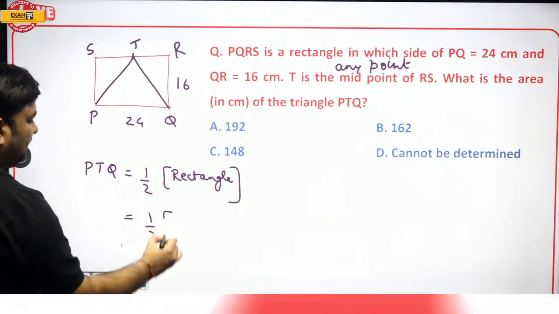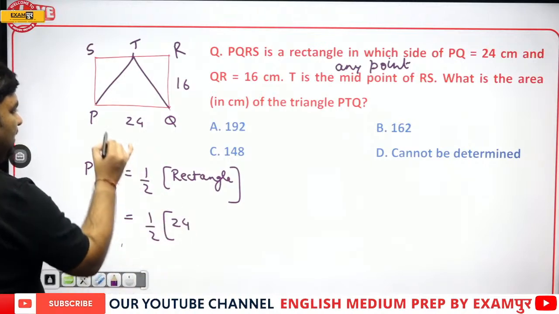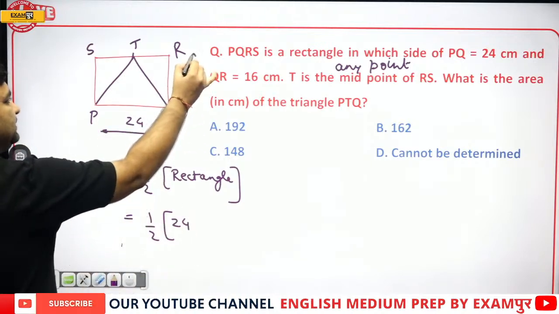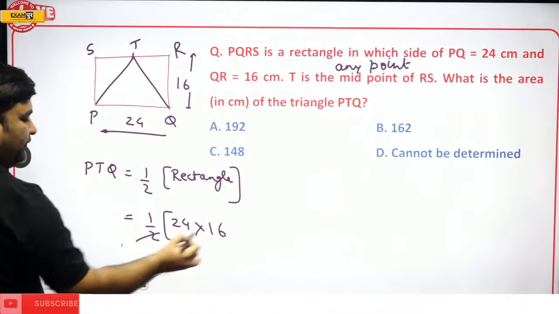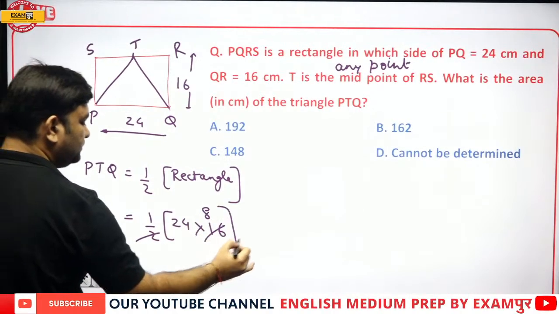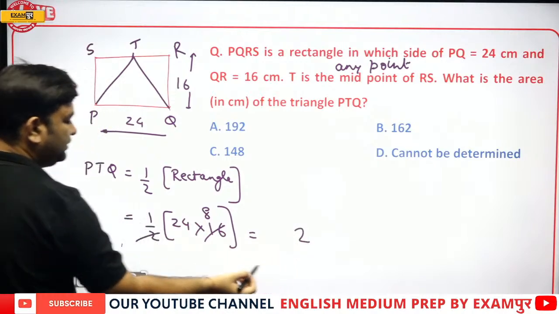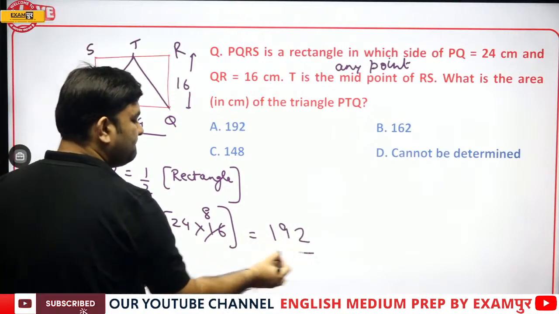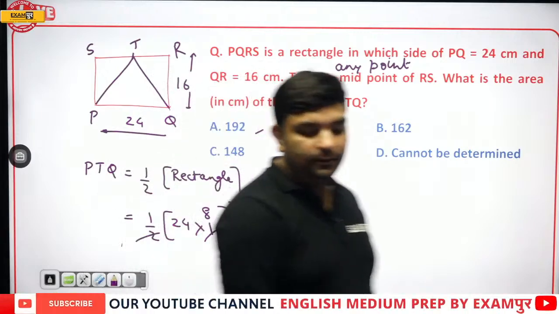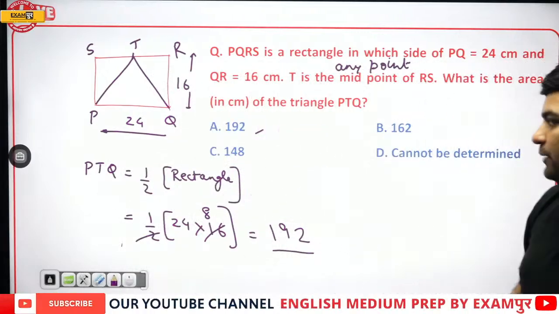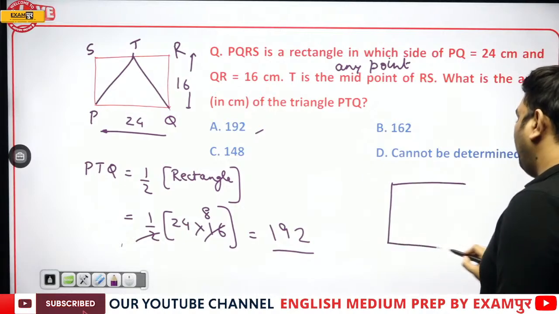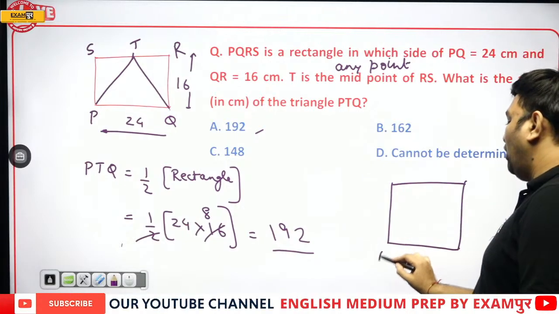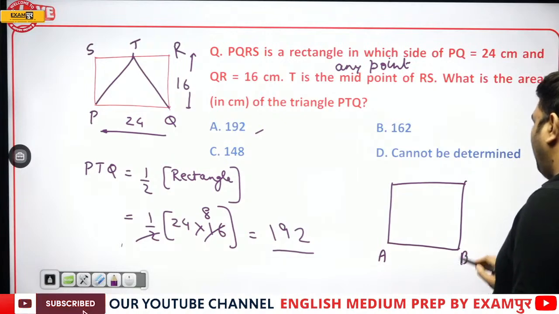What is the area of the rectangle? Length into breadth, which comes out to be 8 into 4, that is 32, so 192. So T can be any point, guys, on the opposite side of the rectangle. It will always remain half of the rectangle.